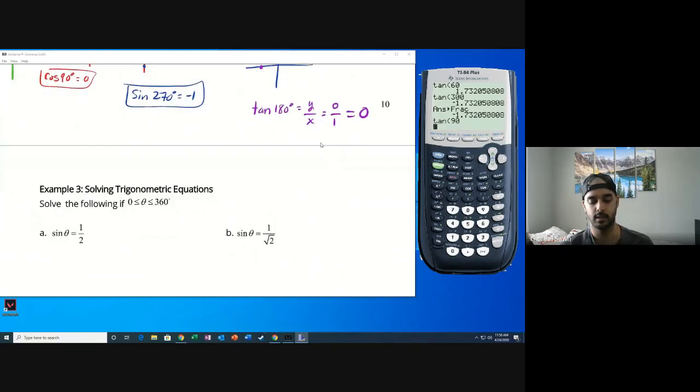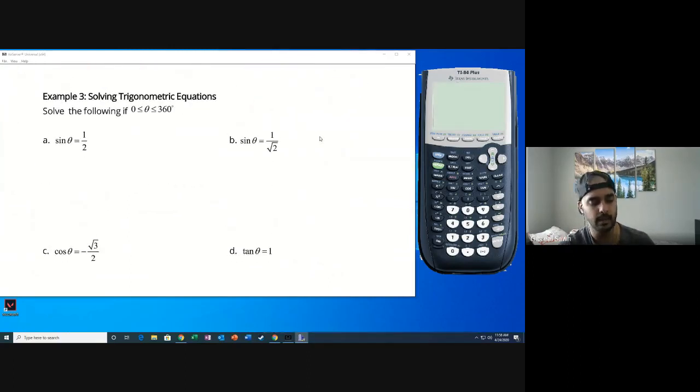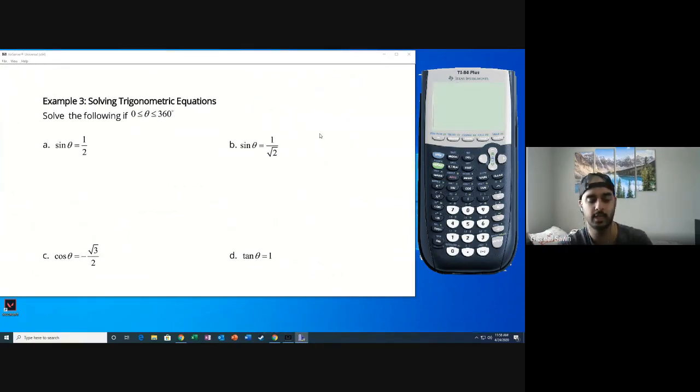Okay, let's take a look at solving some trig equations, and then all of our exact value stuff is pretty much taken care of. Solve the following if this is our domain. So our angle needs to be greater than or equal to 0, and less than or equal to 360. So we're not going to have any angles like 540, 720, nothing bigger than 360, and no negatives either. So we need to figure out how to solve this. We need to go find our angle now. Go backwards, because before we were given the angle.